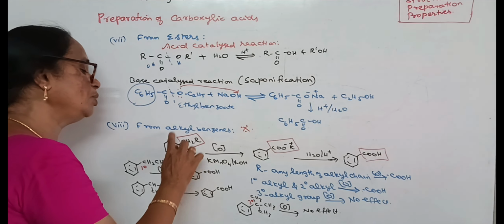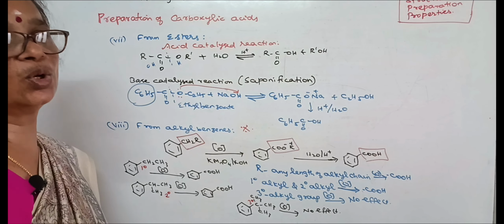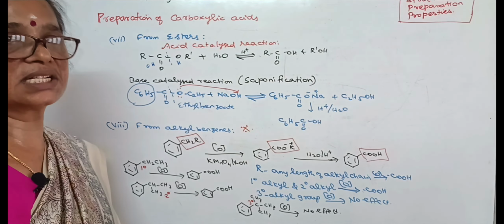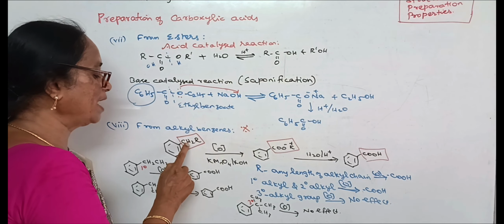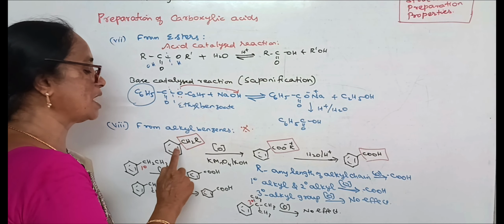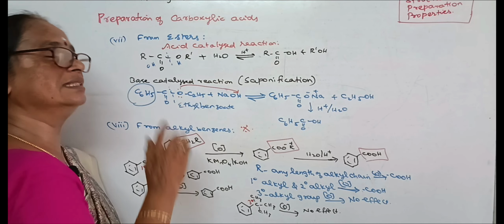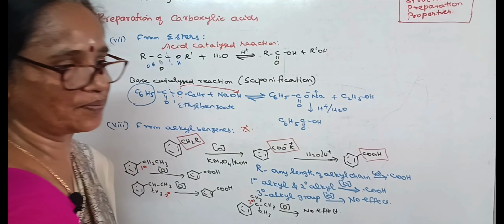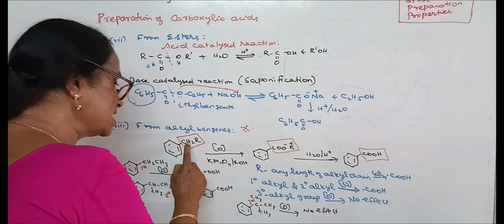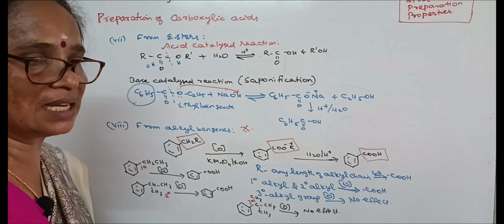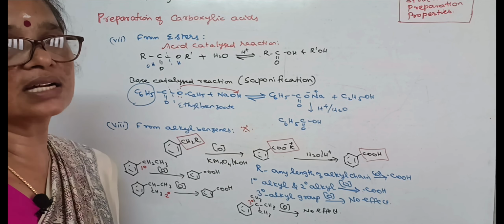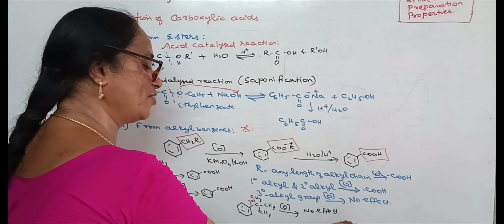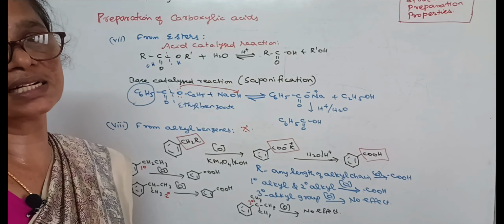Okay, what could be the nature of the alkyl group? The alkyl group could be primary, secondary or even tertiary. If primary or secondary alkyl groups are present on the benzene ring, they can easily be oxidized to carboxylic acid. But if a tertiary alkyl group is present, no oxidation reaction takes place, and we can say it has no effect towards oxidation reaction.